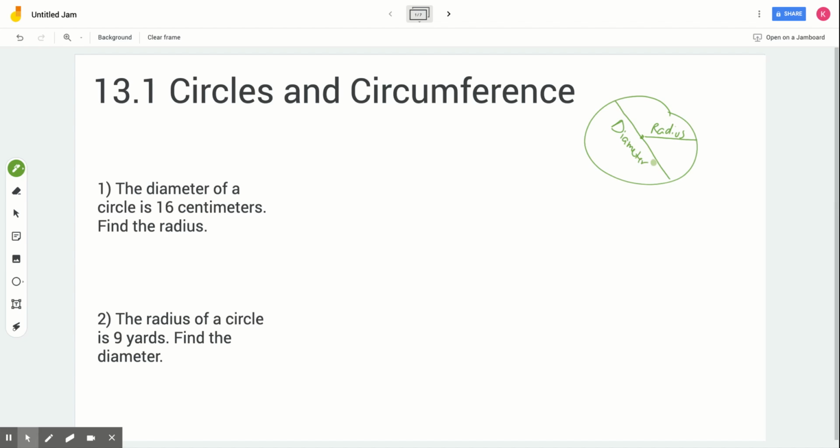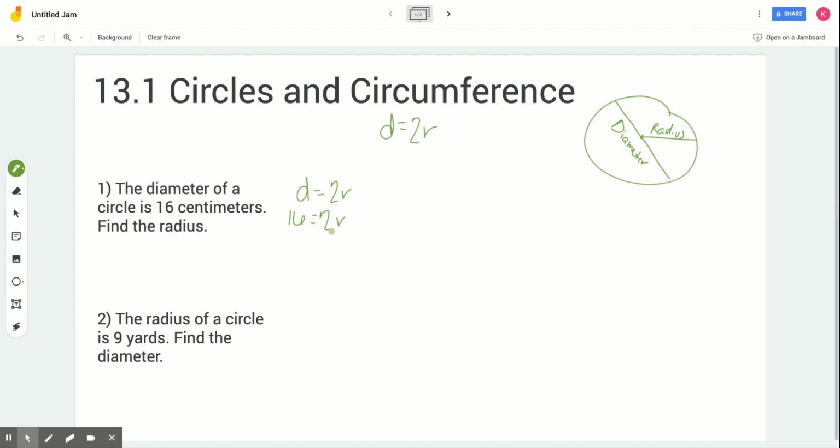Now, I always try to remember this using the fact that the word radius is shorter than the word diameter. Now, we can use the formula or the rule that says diameter is equal to 2r to help us solve diameter and radius problems. So here on number 1, it says the diameter of a circle is 16 centimeters. Find the radius. So we're going to start by rewriting our formula or our rule and plug in what we know. Here we know the diameter, so we're going to put 16 in for the diameter.